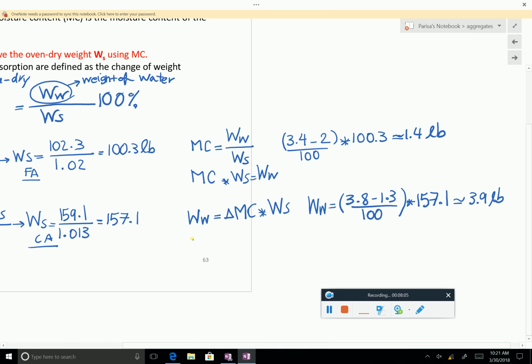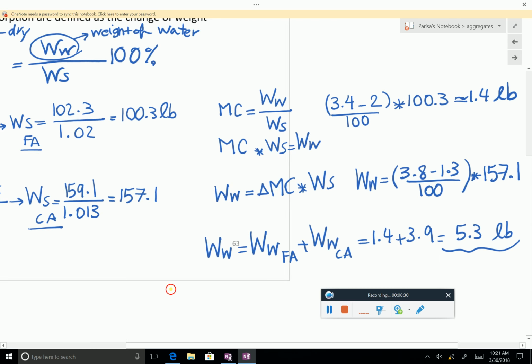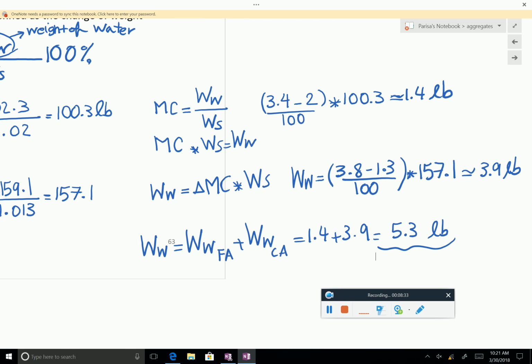So the total water, basically, then you have to add the fine aggregate plus coarse aggregate. So this means that if you were using these aggregates for concrete mix, whatever water you calculated for your design, you need to add this much to that water to make sure that first the aggregates come to saturation.